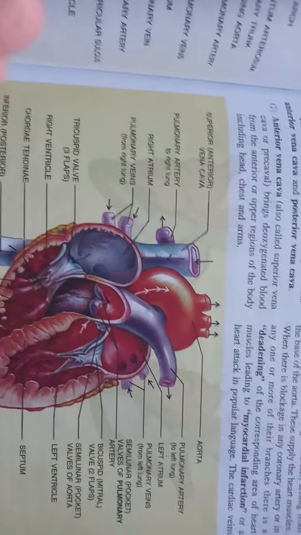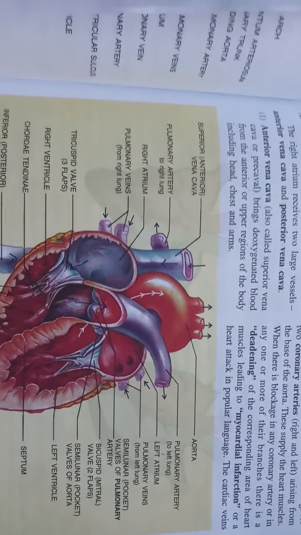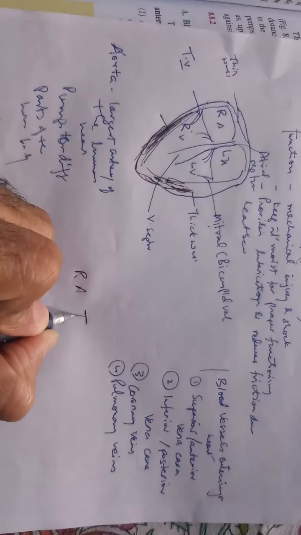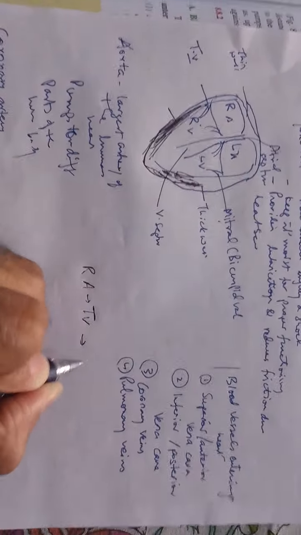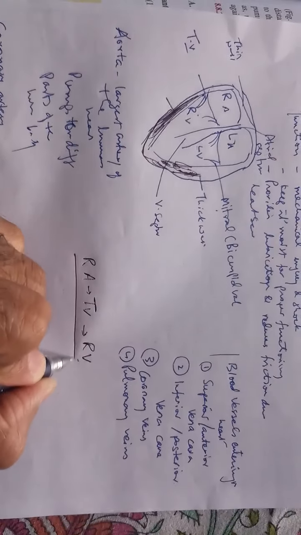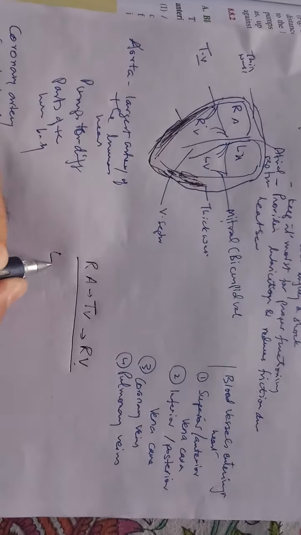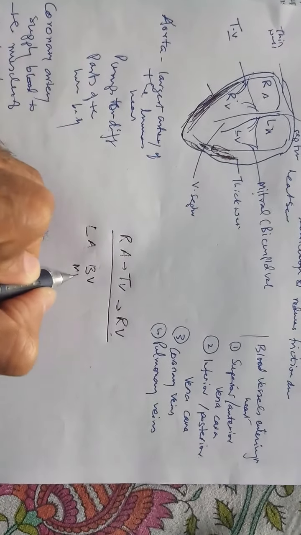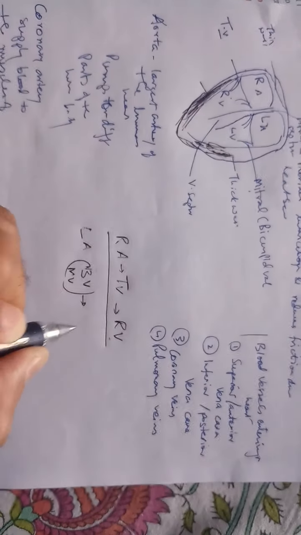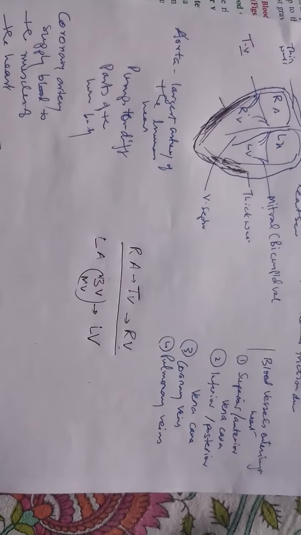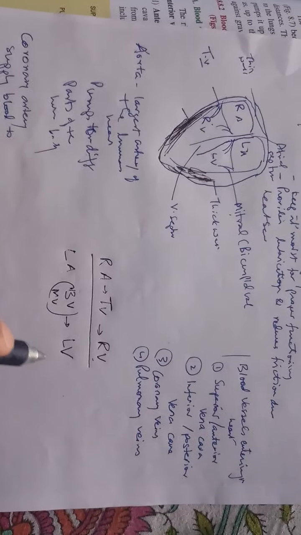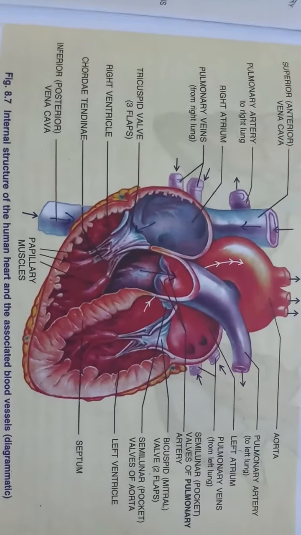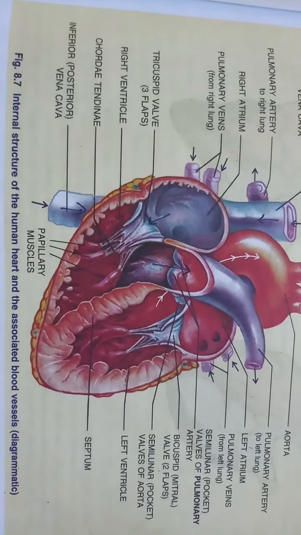So on the right side, you find right atrium, tricuspid valve, and then right ventricle, right? On the left side, you can say left atrium, bicuspid valve, or say mitral valve, and then left ventricle, right? So this is very important. Keep in mind this. This valve separates the atrium and the ventricle, the upper chamber and the lower chamber.